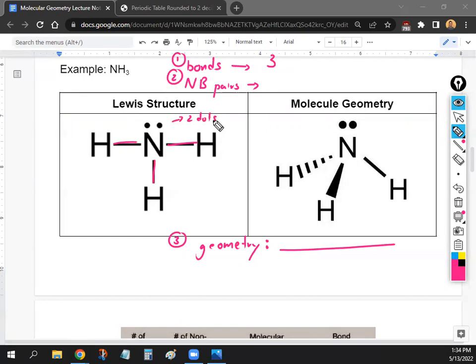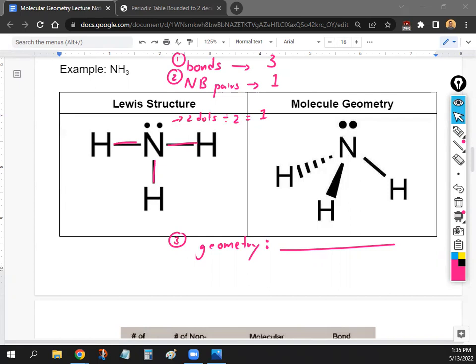Okay, but we said for non-bonding pairs, we divide that by 2. So 2 divided by 2 is 1. So there is 1 non-bonding pair. Okay. So talking about pairs, 2 dots is a pair. So we have 3 bonds and 1 non-bonding pair. So far, so good? So we got 3 and 1.